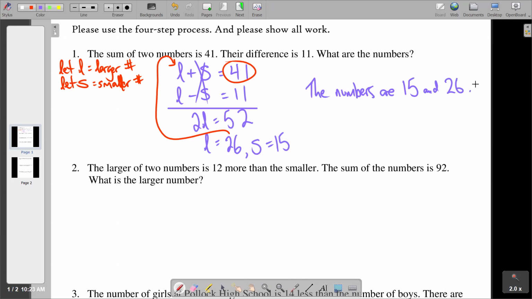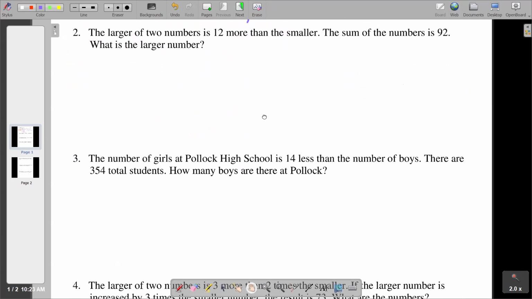Do you have any questions on that one? Okay. Could someone shut the door, please? Thank you. Let's head on to problem 2.